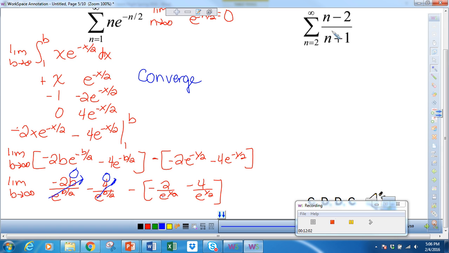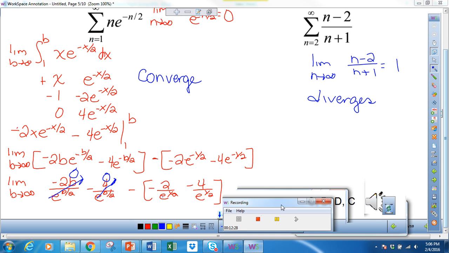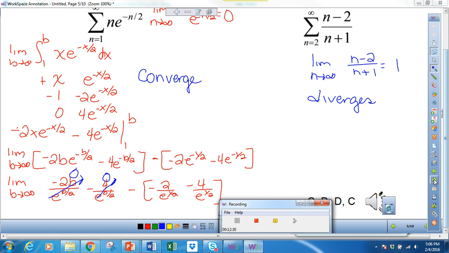Okay? Now, for this one, we always start by doing the nth term test. So we're going to do the limit as n approaches infinity of (n minus 2) over (n plus 1). Well, this limit is 1. And because this limit is not 0, I know this diverges, and I don't have to do another test. That's the neat thing about the nth term test. It's a quick and dirty test for divergence. So we can easily tell if something diverges.